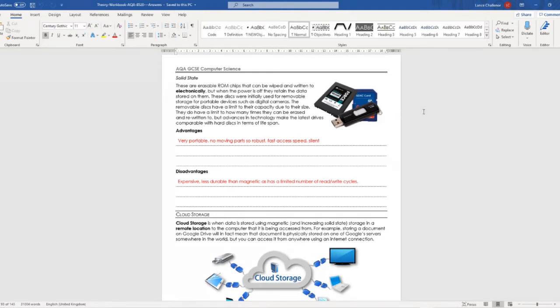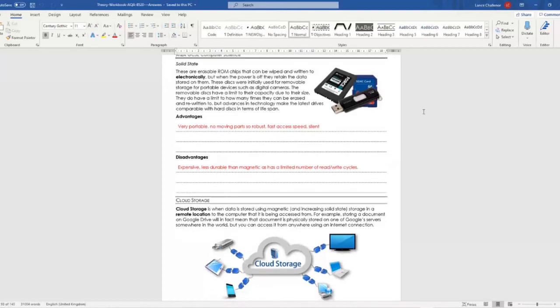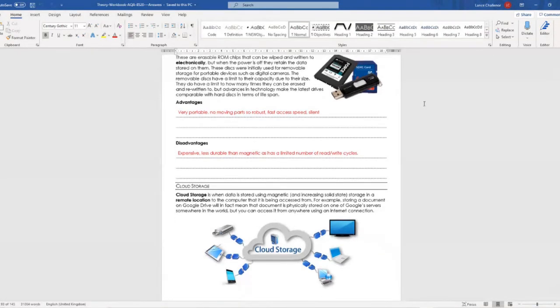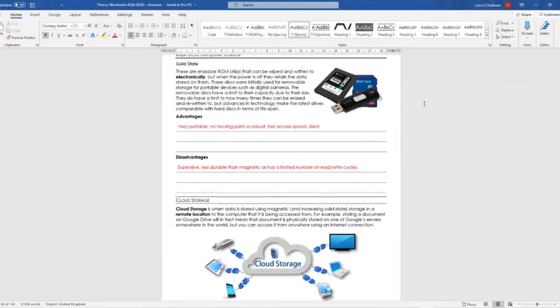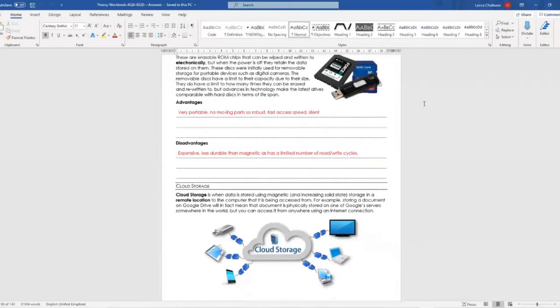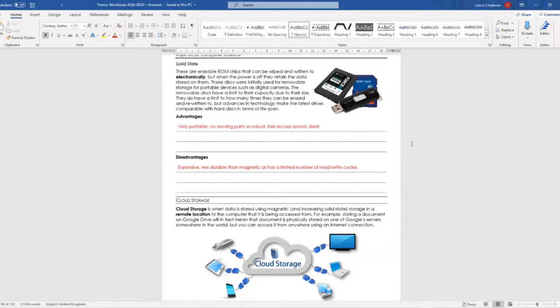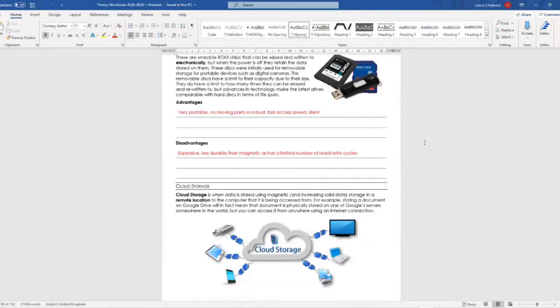But as they are just static, there's no moving parts, you can drop them, bash them about, and it doesn't affect them whatsoever. But they are more expensive, and in terms of durability, they do have a limited number of read-writes. What that means is you can only read and write to them so many times. However, in recent years, the number of read-writes means that they should last you 10+ years still. And most people don't keep their hard disks that long. But they do have a limited lifespan in terms of the times you can read and write from them.